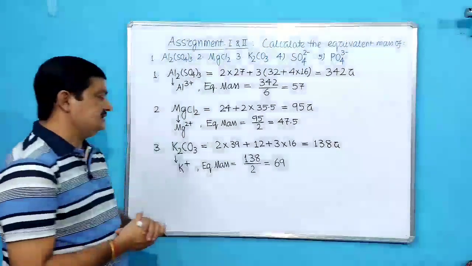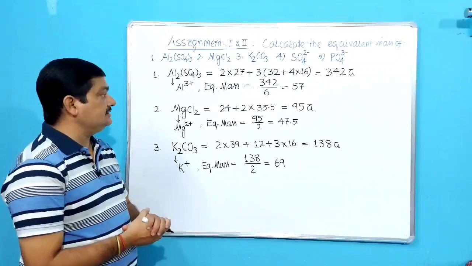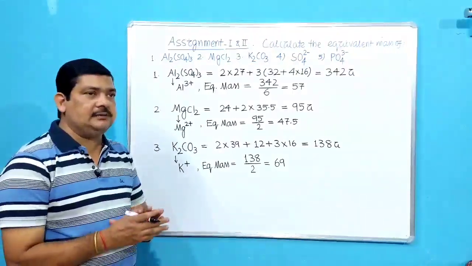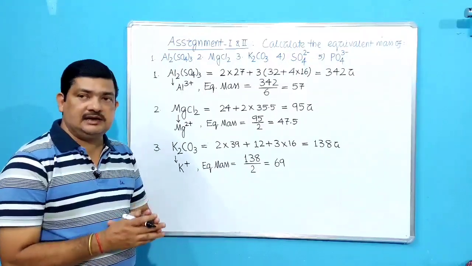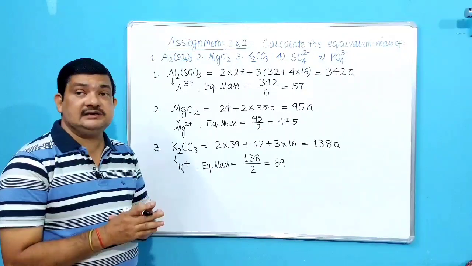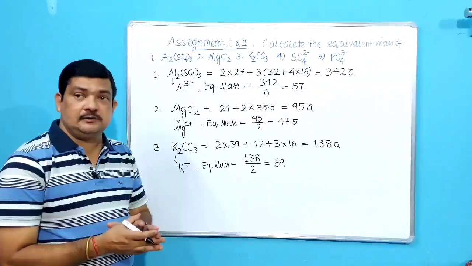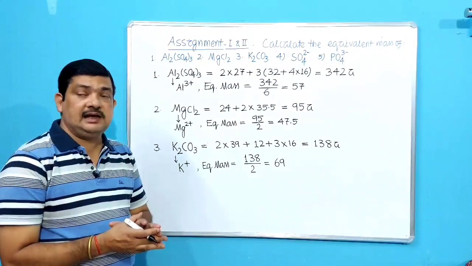So the answer will be 69. Okay. So these are the equivalent masses of the salts. Once again I am telling you the formula. Any salt when given to you, you can find it by dividing the molecular mass by the total valency of the metal ion or metal atom. How to find out the metal atom? The positive part is always the metal atom.